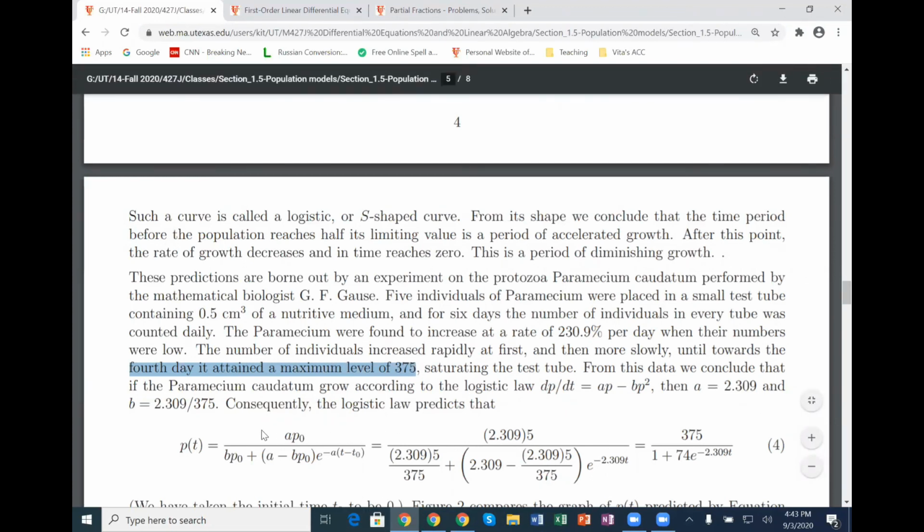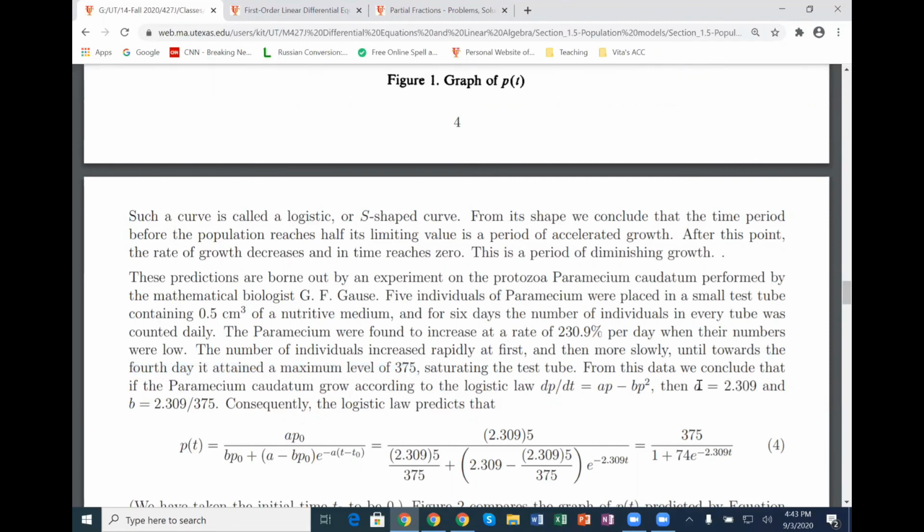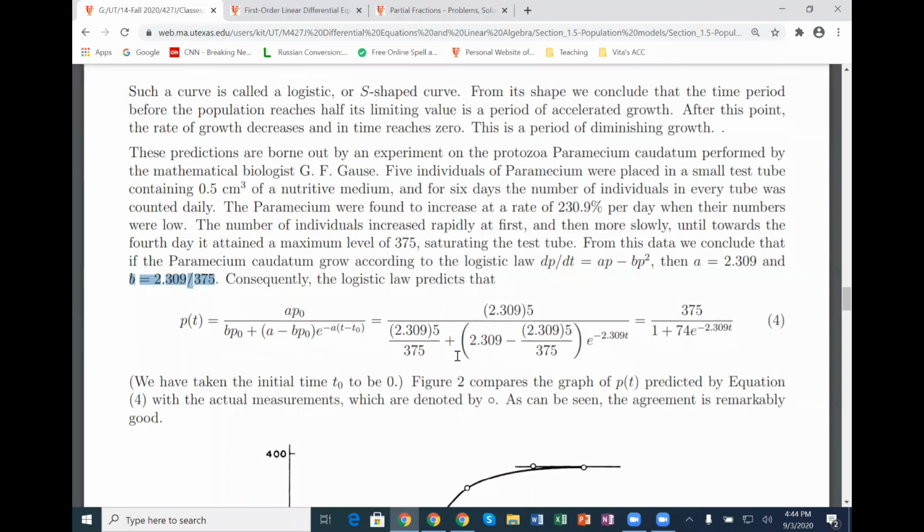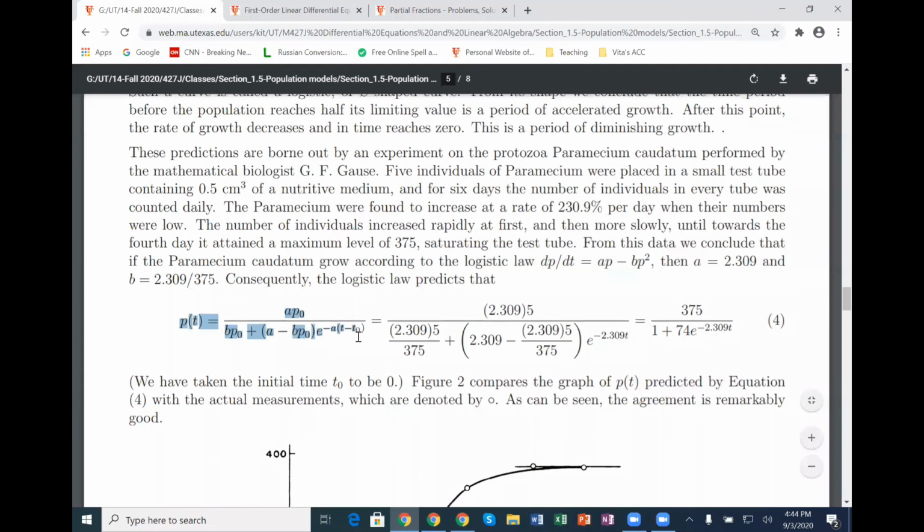From this data, we conclude the following. A is a rate. It's 2.309. Question is, how do we find B? Note that A divided by B is maximum level. 375 is equal to A divided by B. Therefore, B is equal to A divided by 375. This is exactly how we find B. And then we plug in everything into the formula. Here is our formula once again.